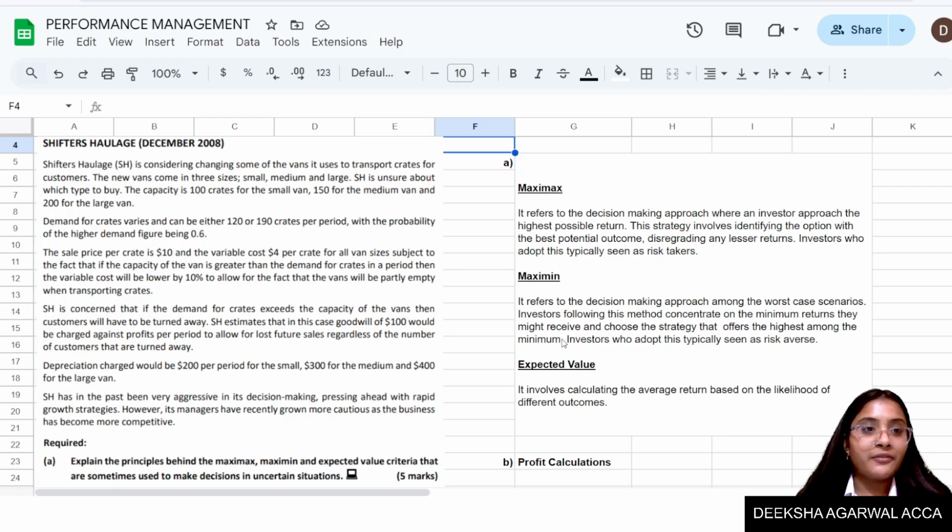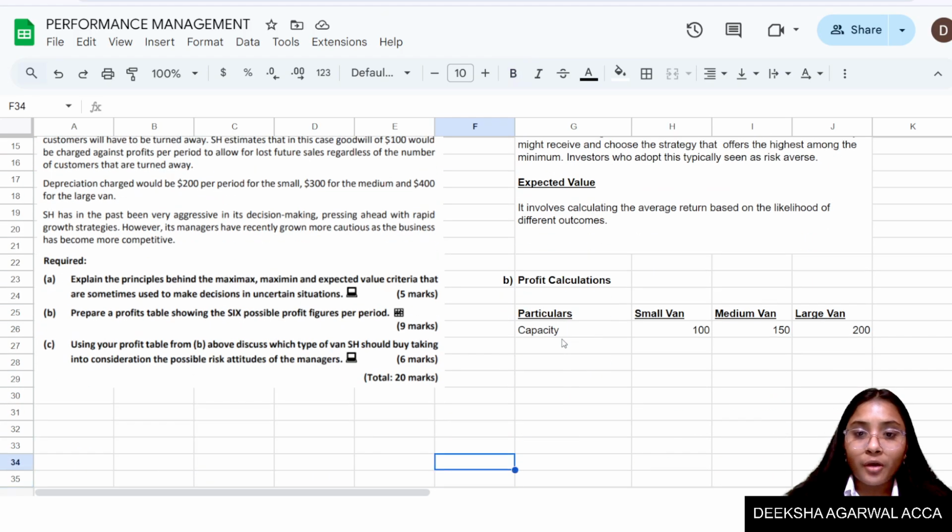with a probability of the higher demand figure being 0.6. The sales price per crate is $10 and the variable cost is $4 per crate for all the vans, subject to the fact that if the capacity of the van is greater than demand for crates in a period, then the variable cost will vary. You need to understand that my different scenarios arise from my small van itself. What will be my sales if the demand is 120? What will be my variable cost, minus any other adjustment like depreciation, goodwill? Then you will get the profit. So you need to calculate your profit.